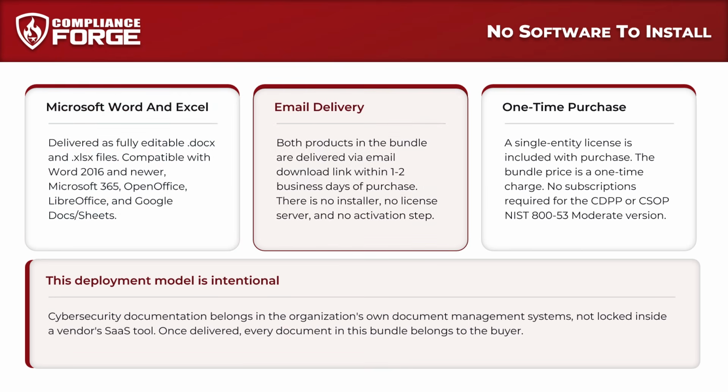Both products in the bundle are delivered via email download link within 1 to 2 business days of purchase. There is no installer, no license server, and no activation step. And it is a one-time purchase. A single entity license is included, and the bundle price is a one-time charge. No subscriptions are required for the NIST 853 Moderate version of the CDPP or the CSOP.